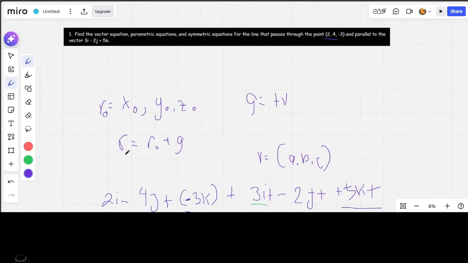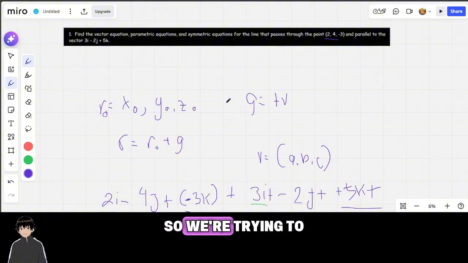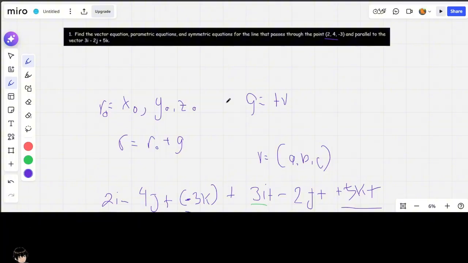What we have here is r naught, and x naught, y naught, and z naught. So we have 2, 4, and negative 3. That whole set we can denote as r naught, or r sub 0, or whatever you'd like to call it. We're trying to solve for r.